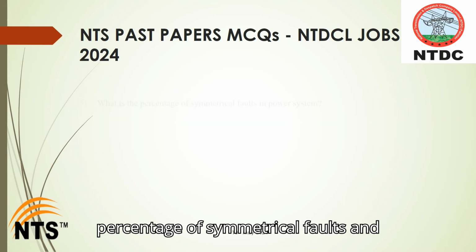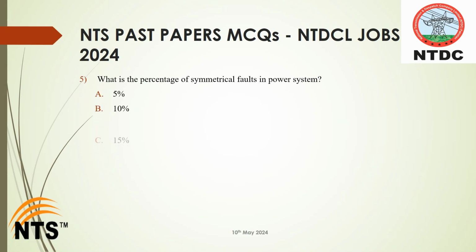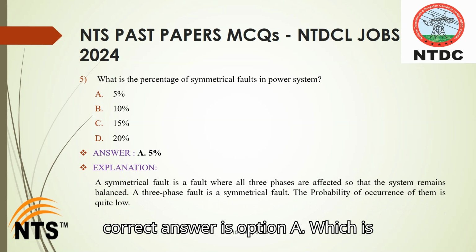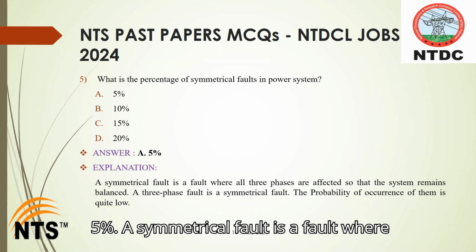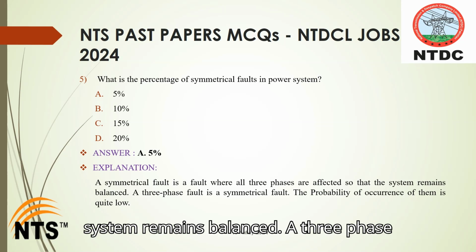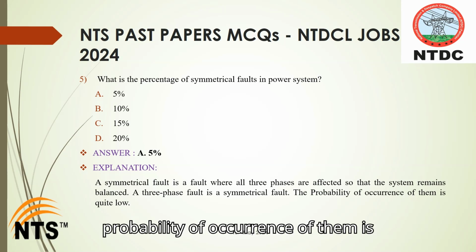What is the percentage of symmetrical faults in power system? A. 5%, B. 10%, C. 15%, D. 20%. The correct answer is option A, which is 5%. A symmetrical fault is a fault where all three phases are affected so that the system remains balanced. A three-phase fault is a symmetrical fault. The probability of occurrence of them is quite low.